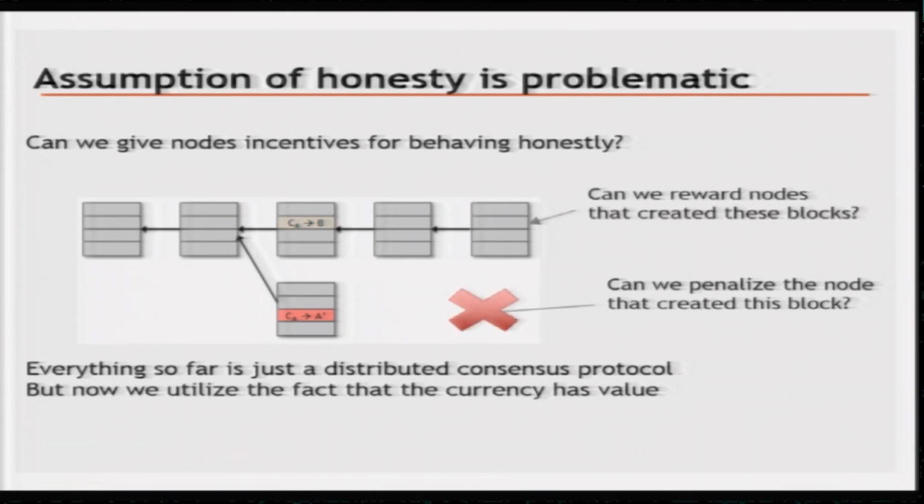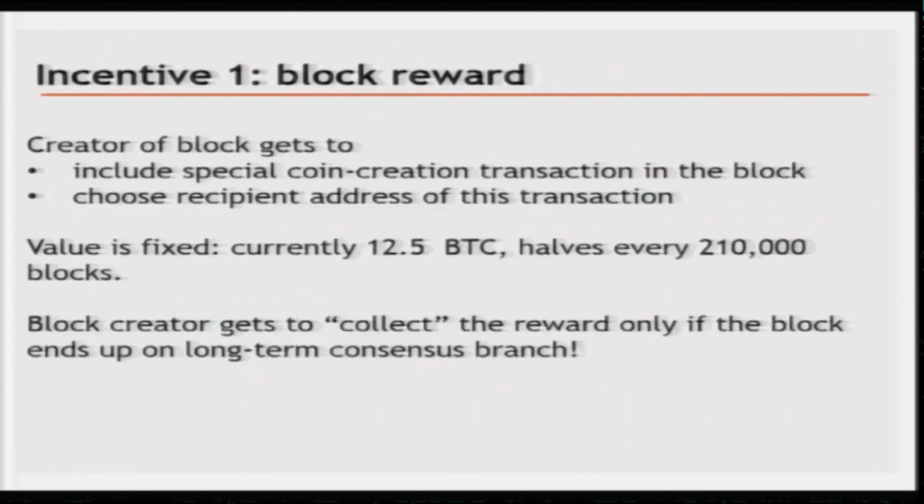So, we are going to show you two incentives. One is that when your block gets added, you can add a special coin creation transaction in the block and put the recipient address as yourself. Whoever creates a block assumes that his block will be accepted. So, in that block he adds an extra transaction, which we call a coin creation transaction, which creates new coins, and then he puts the recipient address as one of his addresses. He has many aliases, he will put one of his addresses.